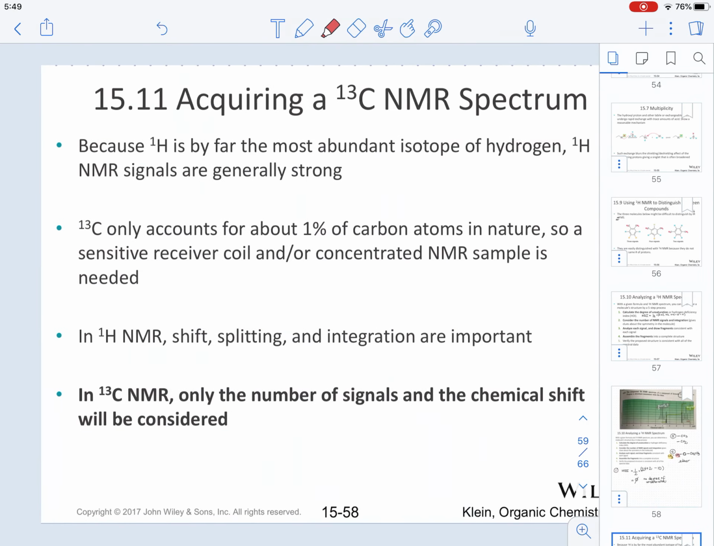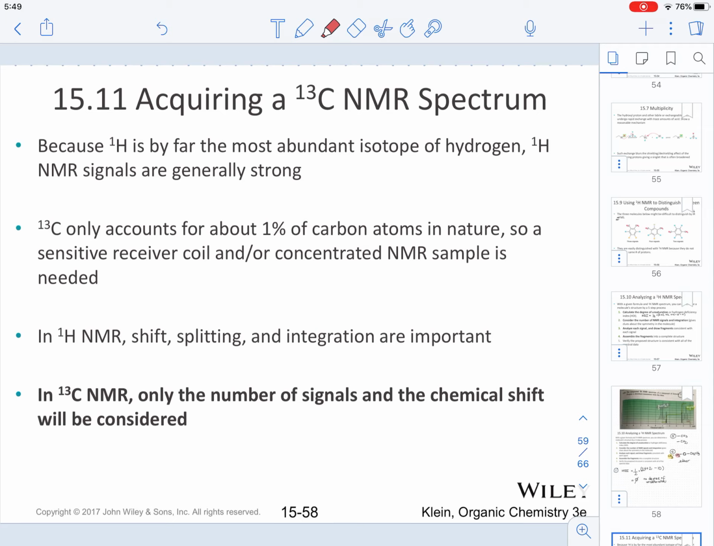So now we're going to switch gears and talk specifically about carbon NMR, because it is the other type of NMR that we can take and is most commonly used in organic chemistry. Because protons are by far the most abundant isotope of hydrogen, proton NMRs are generally very strong. Now understand that when we're talking about carbon NMR, C13 only counts for about 1% of the carbon atoms in nature, because carbon 12 is the most common isotope for carbon.